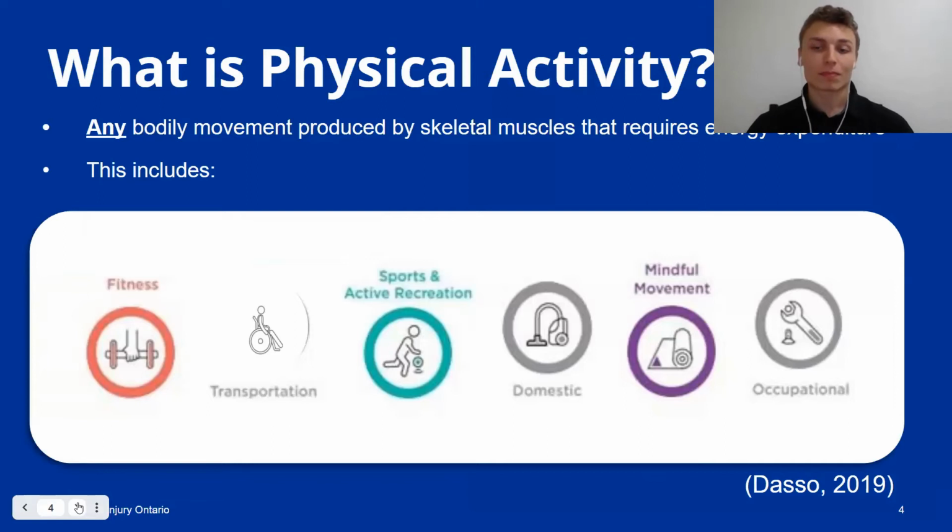let's talk about physical activity. Before we can talk about how to be physically active or why it's important, it's first important to understand what the definition of physical activity is. The World Health Organization defines physical activity as any bodily movement produced by skeletal muscle that requires energy expenditure. That being said, it is an all-encompassing term which is used broadly and typically divided into two categories: natural movement and recreational activities. So these include fitness activities, transportation, sports and active recreation, domestic activities, mindful movement, and occupational activities. We'll break this down further on the next slide.